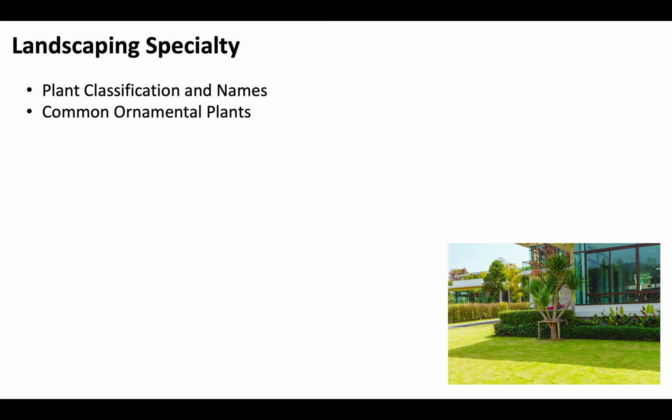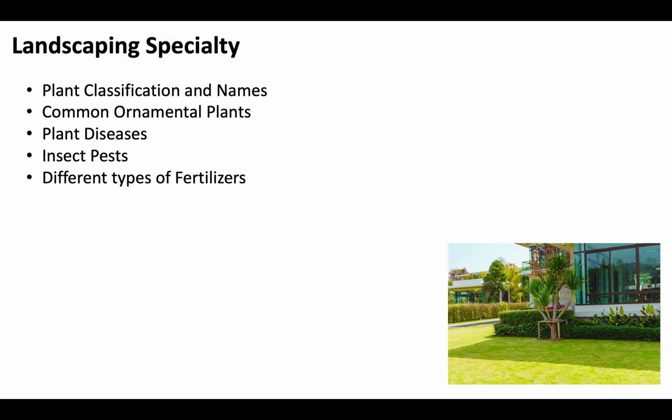Now, the landscaping specialty portion of the exam, it's very important to remember that in California, to get a contractor license, you've got to be a journeyman. So the landscaping portion of the test is going to draw from a variety of different landscaping trade fundamentals, including plant classifications and names, common ornamental plants. You'll want to be prepared to answer questions covering plant diseases, insects and pests, different types of fertilizers, acid-alkali soils, sprinkler systems and water conservation.